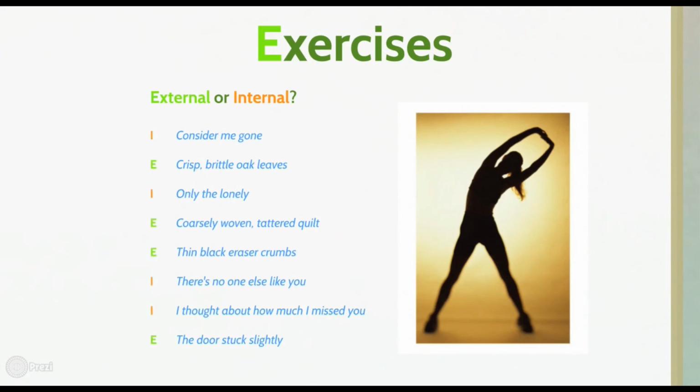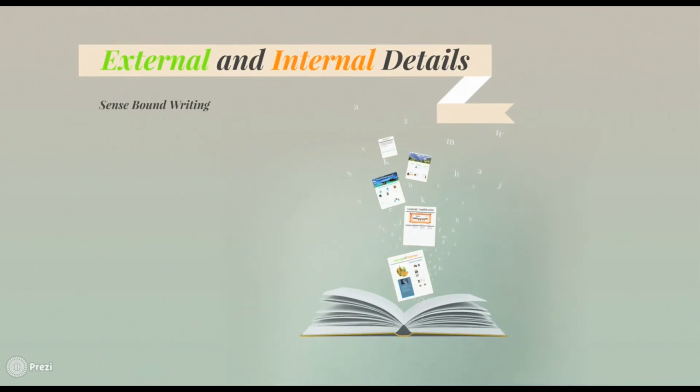Okay, now that you can hopefully identify the external details and you know what they're for, let's look at how to generate them by the pageful. But before we do, check out Before He Cheats by Carrie Underwood. It's one of my favorite songs for juicy external details.